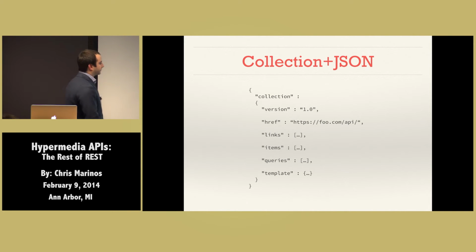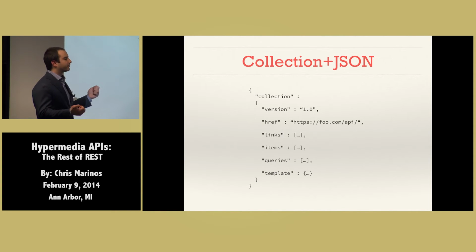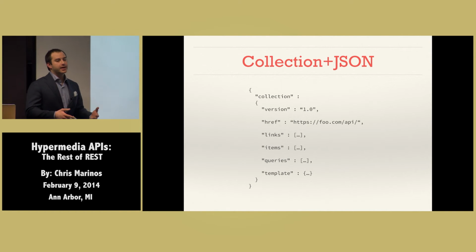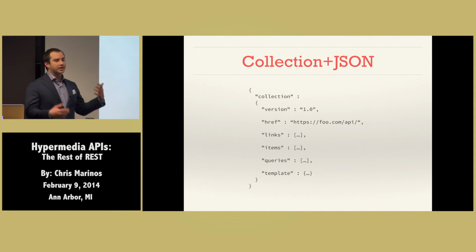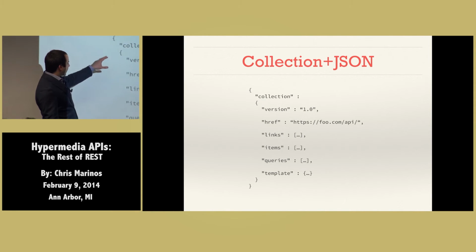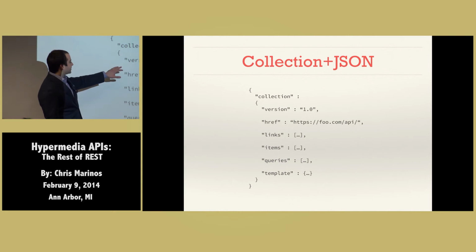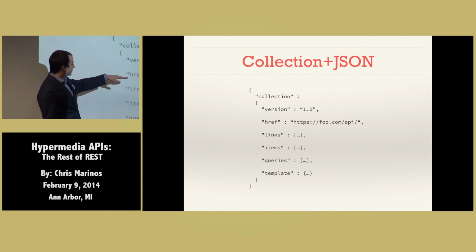So this is collection plus JSON at a high level. The hypermedia format enforces some constraints about your response. It basically says that all of your responses have to be in the form of a collection. And the JSON part means it's in JSON, right? So all the responses are going to be in JSON, but there's additional semantics bolted on top of JSON. At a high level, this is what a document would look like. There's a version specifier, and this is the version, not of the API, but of collection plus JSON, the format. There's an href, which corresponds to the URL of the current resource you're getting. There's links, items, queries, and a template.